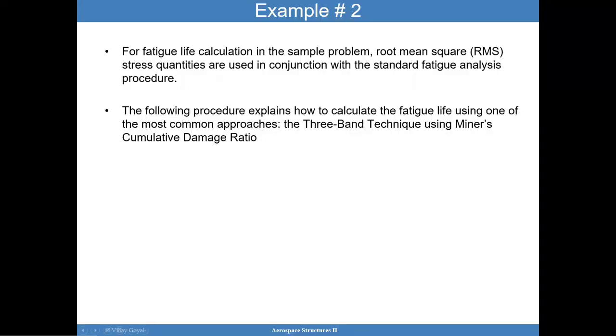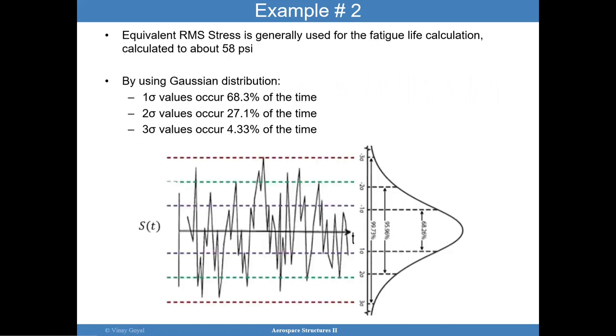So thank you, Lifu. Now that we have calculated the root mean square, we're going to use this information to calculate the fatigue life of this particular cantilever beam. And we're going to use the standard fatigue analysis procedures we have discussed before. Our approach is to use the most common approach, which is the three-band technique using the Miner's cumulative damage ratio. I'll be discussing how this is done. So the equivalent RMS per the tutorial was found to be 58 PSI. And so we're going to use that information.